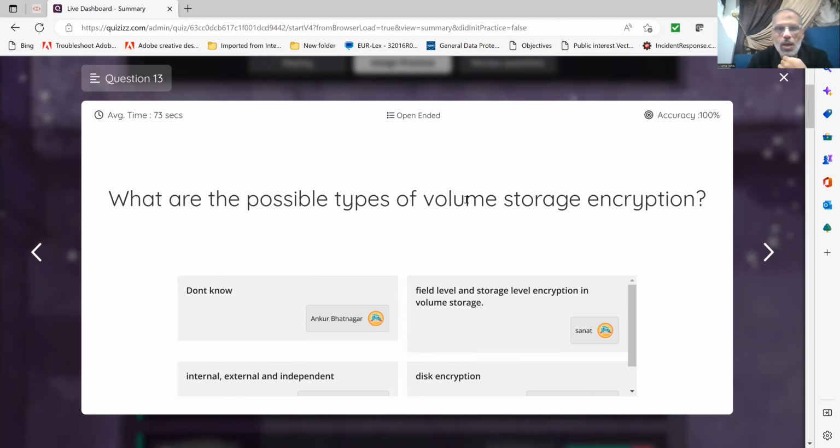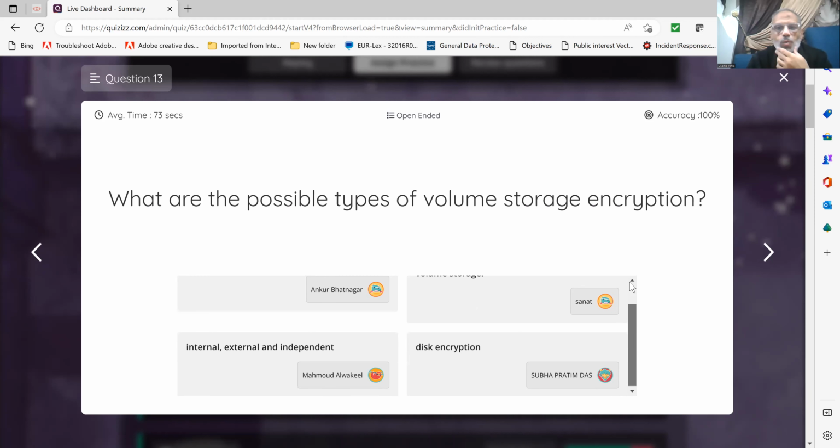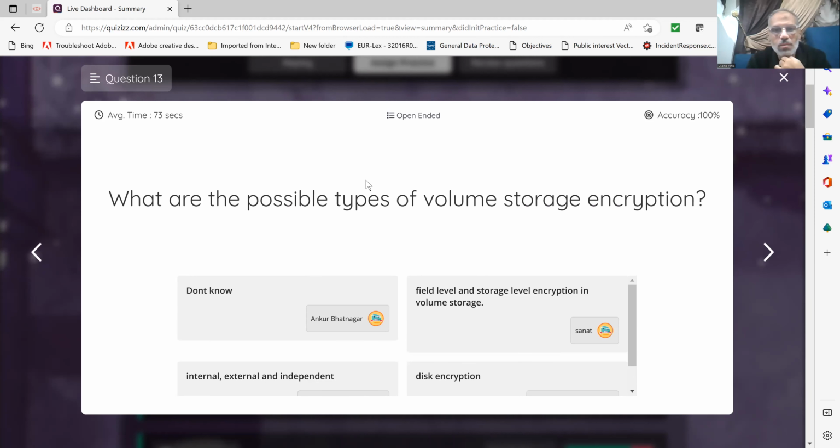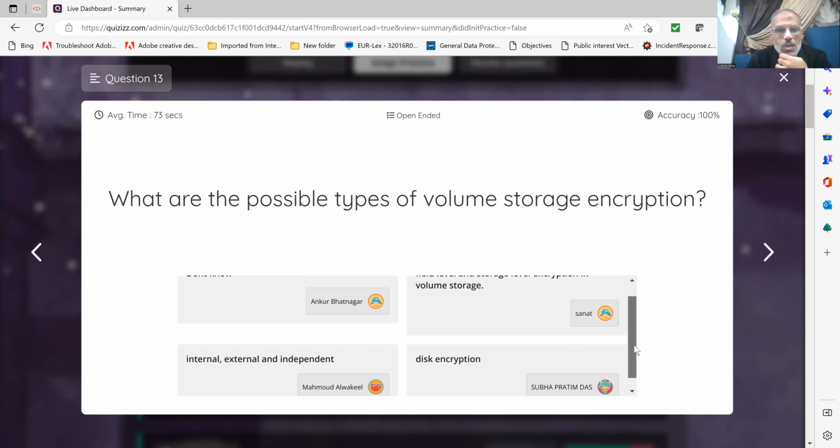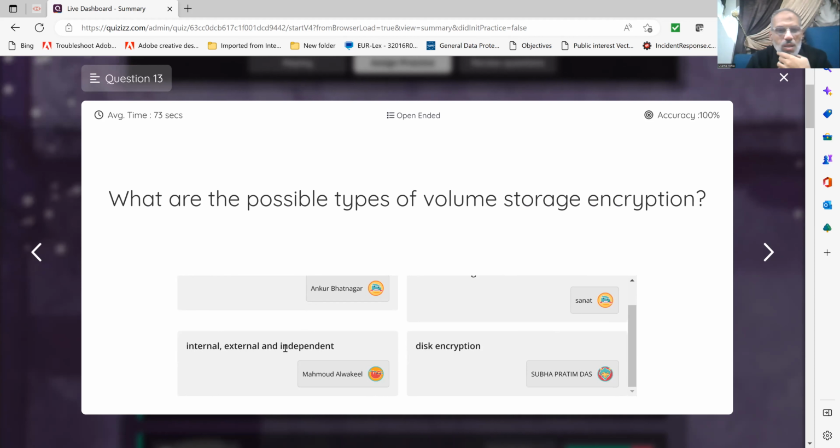What are the possible types of volume storage encryption? Volume storage encryption is very easy. We have full hard disk, or file level. Full hard disk or file level. File level, okay. Disk encryption, okay. Internal, external, and independent, no. This internal, external, and independent is related to key management.